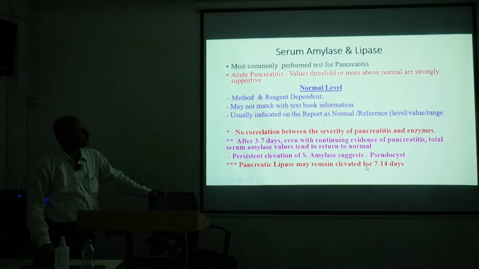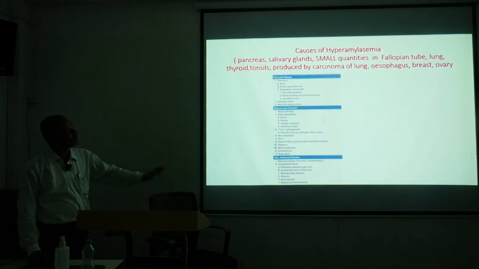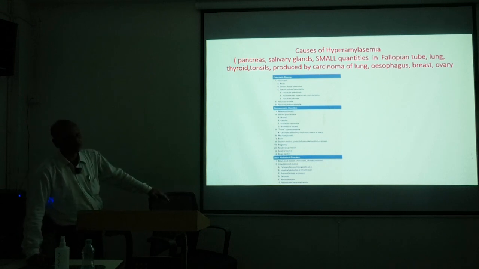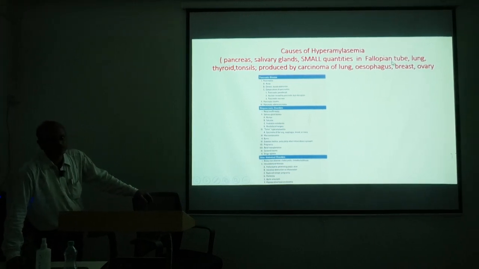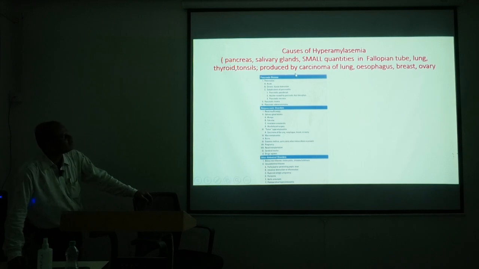So out of the two choices, note that there are several causes of hyperamylasemia, not only one. There are several organs from which amylase is secreted, like the pancreas and the salivary gland. A small quantity is present in the fallopian tube. So a woman with lower abdominal pain and a problem with the fallopian tube can have hyperamylasemia, and also the lung, thyroid, tonsil.